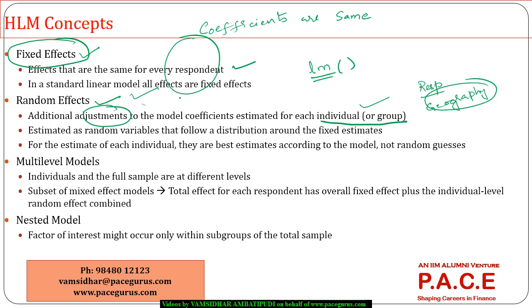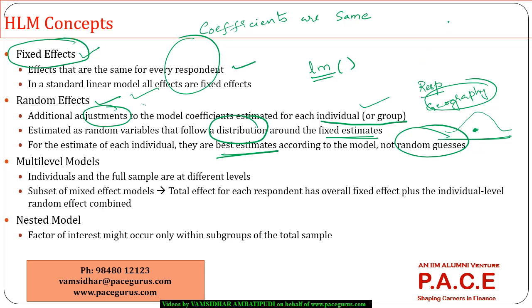So after the system has estimated the overall population-level model, it is making an adjustment to the coefficients at the individual level. And the major assumption here is that the random variables follow a distribution around the fixed estimate. So if this is my fixed estimate coefficient, my actual estimate could be anywhere between this and this, but at the same time it is not a random guess, it's a best-fitting estimate according to the individual.